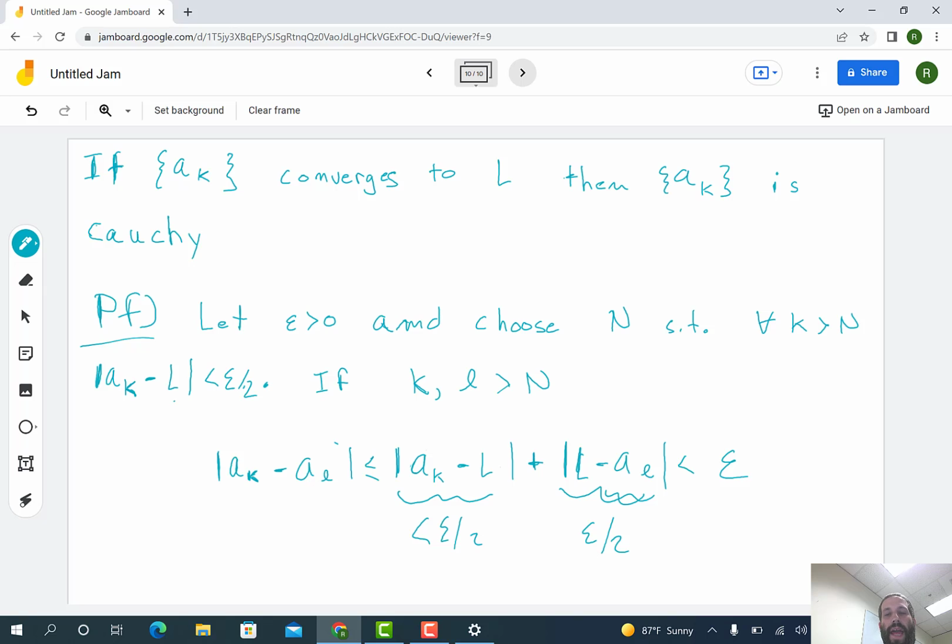So since |a_k minus L| is less than epsilon over 2 and |L minus a_l| is less than epsilon over 2, their sum is less than epsilon. So that is the n. We've given an n such that for k and l bigger than n, this is true.